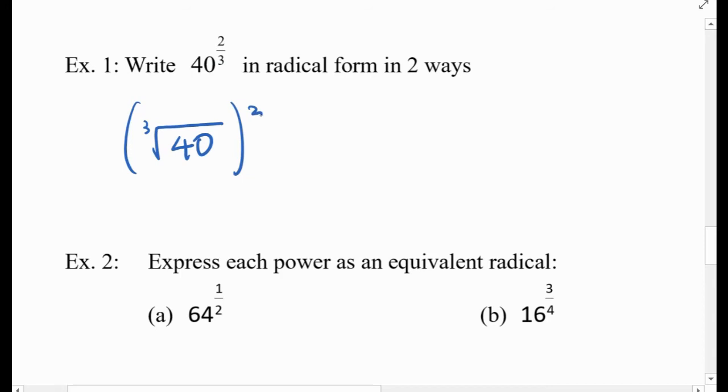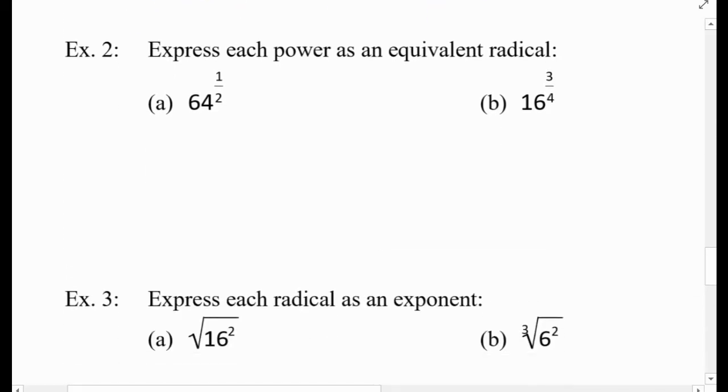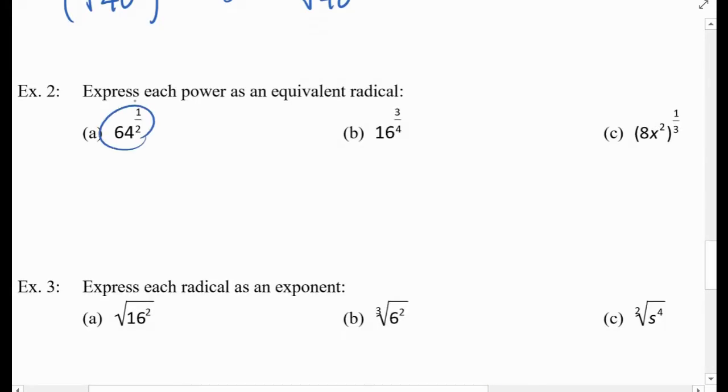Bracket to the power of 2, or cube root 40 squared. So there are two ways of representing this power. Okay, express each power as an equivalent radical. Here, simple. Square root of 64, so 2 here, but you don't really write 2. Okay, you omit 2.